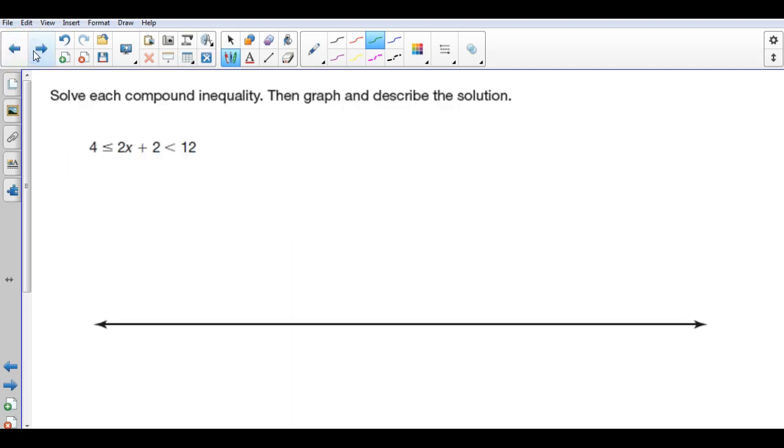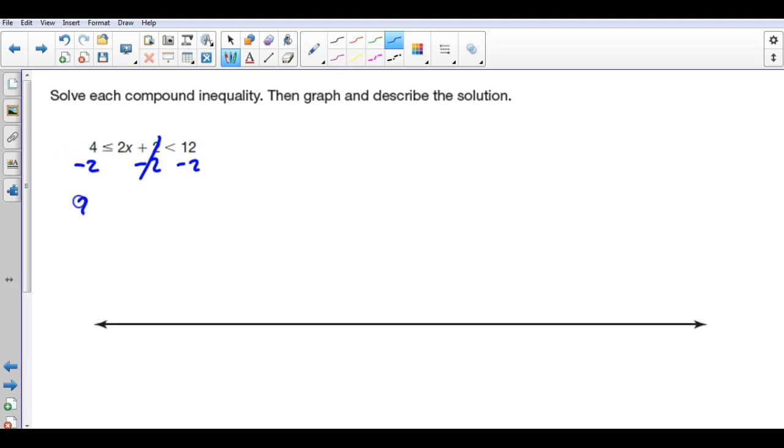So with this one, solving the compound inequality, I'm going to do my reverse order of operations. Think about if you were to cover up either side of this inequality, you would really just solve it for x using your inverse operations. So what I'm going to do is subtract 2, and I'm going to do it from both sides of these inequalities and from the middle of them.